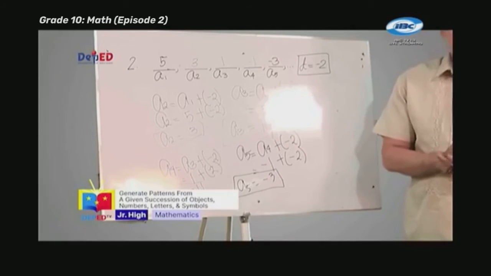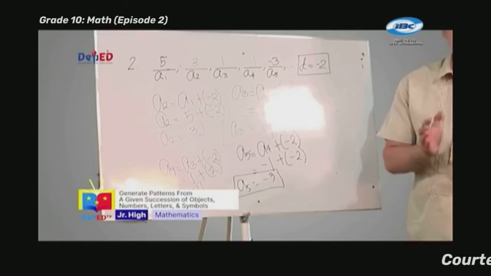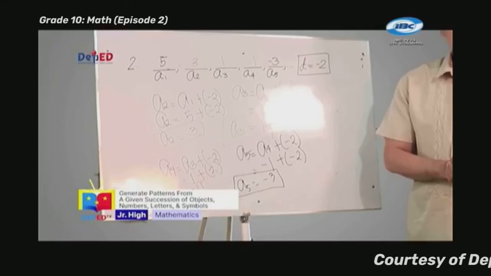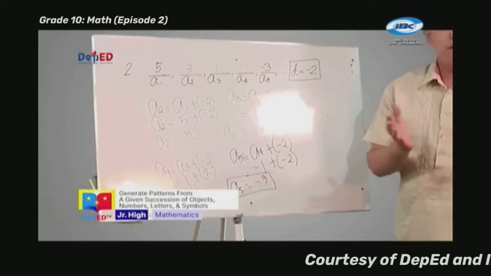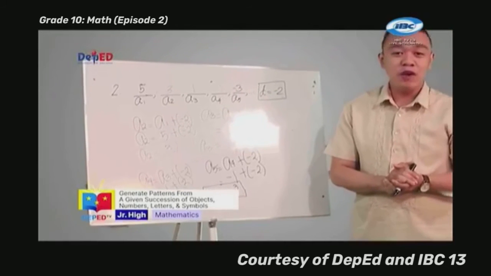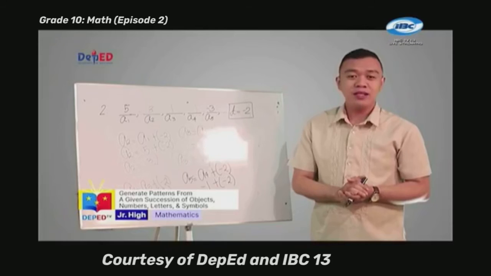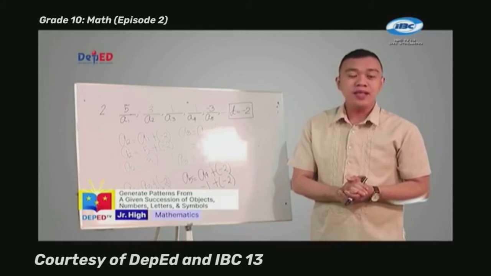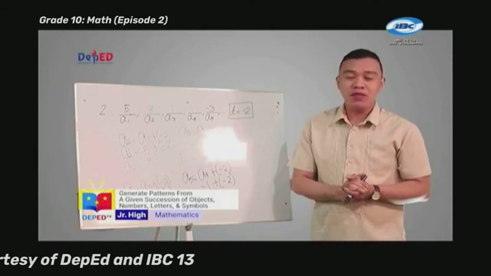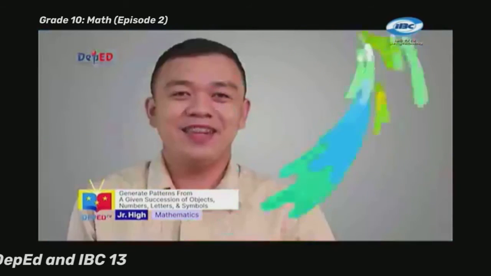As you notice, we add the common difference or the constant to the preceding term to get the next term. So the first 5 terms of the sequence are 5, 3, 1, -1, and -3. You're doing a great job.